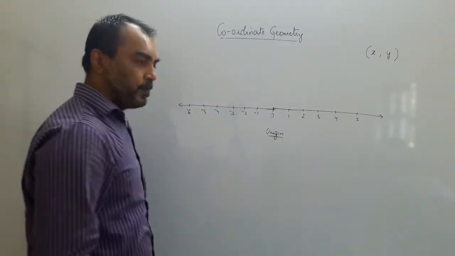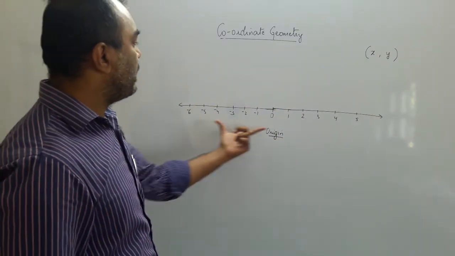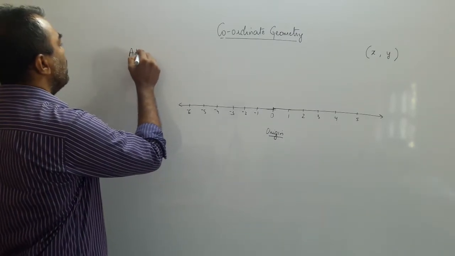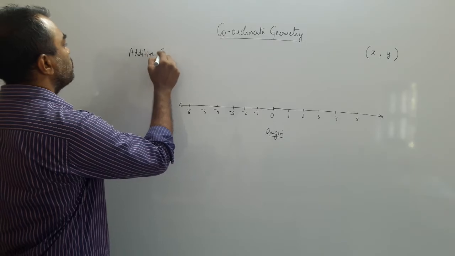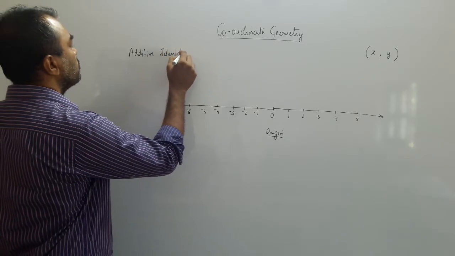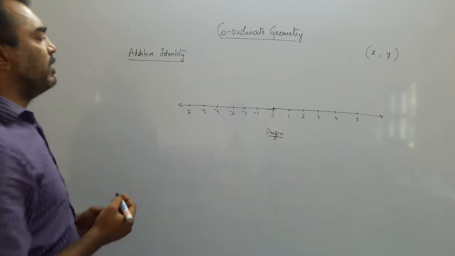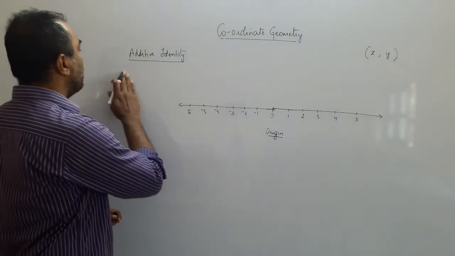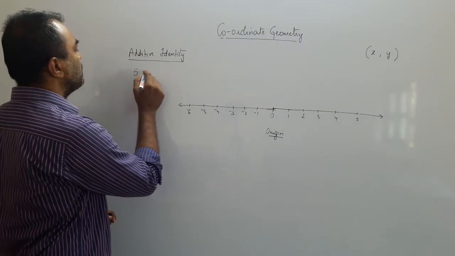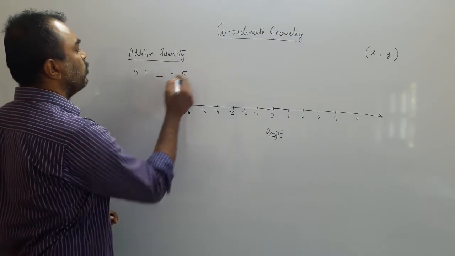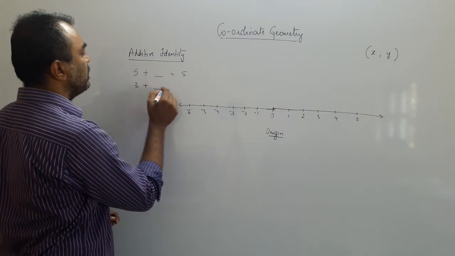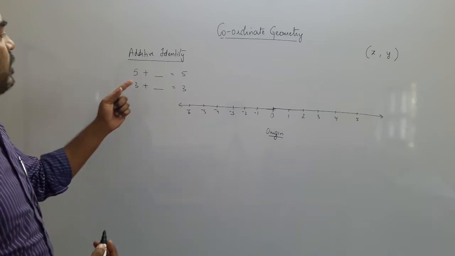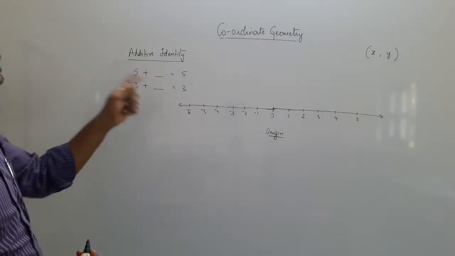Now, we get this number line because of something called additive identity. So what is an additive identity? Think of a number that whenever you add anything to this number, the number remains the same. 5 plus something equal to 5. 3 plus something equal to 3. What is this number? This something that whenever you add any number to it, the number does not change.